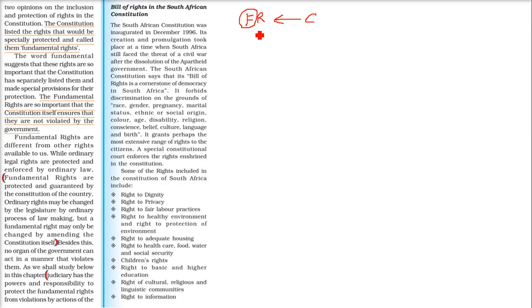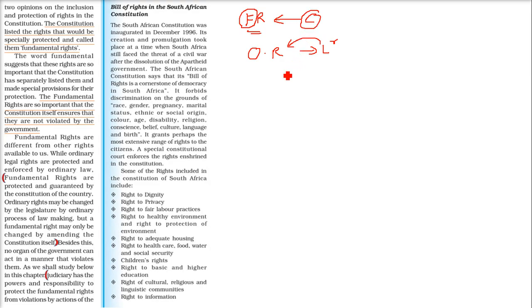So these are fundamental things like right to freedom, right to equality. These are the basic things which cannot be violated. So as I said, fundamental rights are protected and guaranteed by the constitution of the country. But see, the ordinary rights, we have the legislature. So ordinary rights can be amended by the legislature that makes the law by the ordinary process of law making. But these fundamental rights may only be changed by amending the constitution, and we have seen that changing the constitution is not so easy.